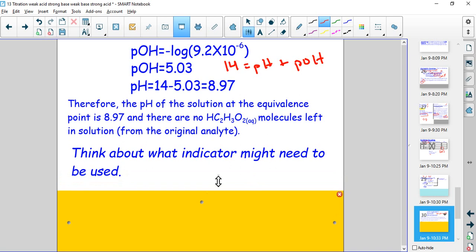Okay, so think about what indicator might be good to use. I'm going to give you the answer here. Phenolphthalein. Phenolphthalein is a great indicator. It changes color slightly just above a pH of 7. I think it's 8.2 approximately. So it's a great indicator to use for a weak acid, strong base titration.